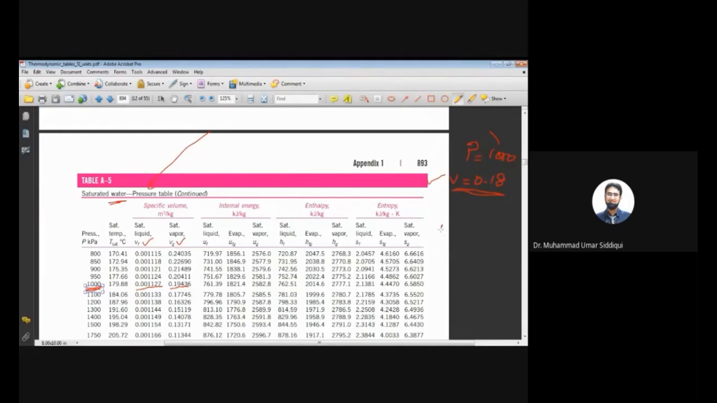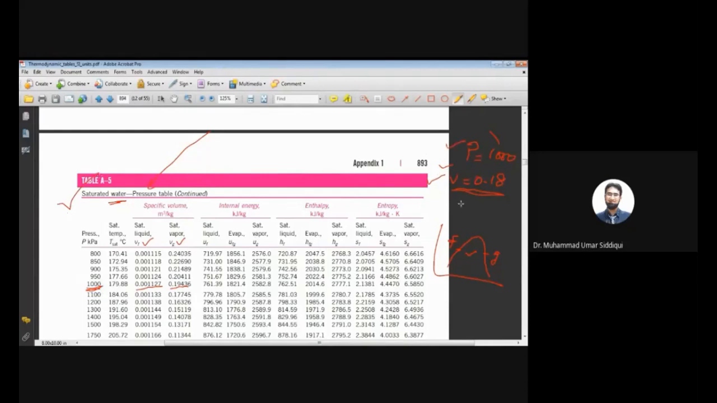If you remember, we have the diagram of the saturation region. We have F values here, we have G values here, and if something is between G and F, that means it is in the saturation region. So this water at 1000 kilopascal and V equal to 0.18 is in the saturation region, which means we are in the correct table. Do you understand this step or not? Yes, sir.